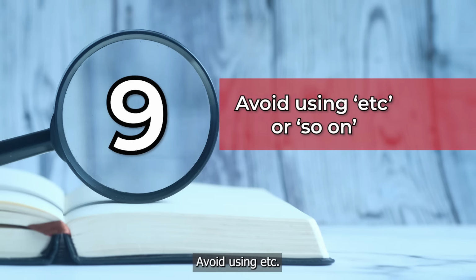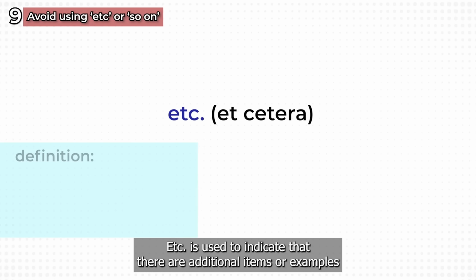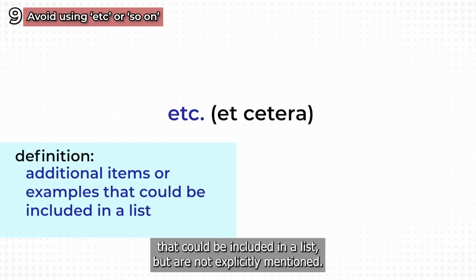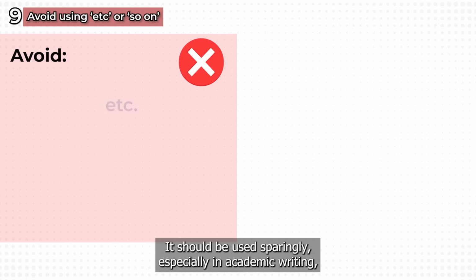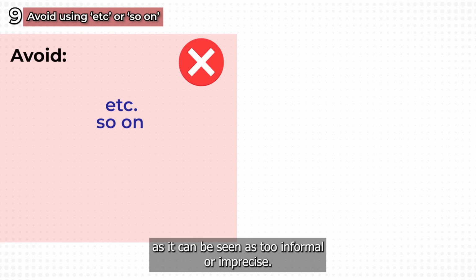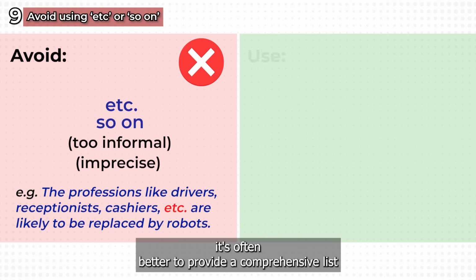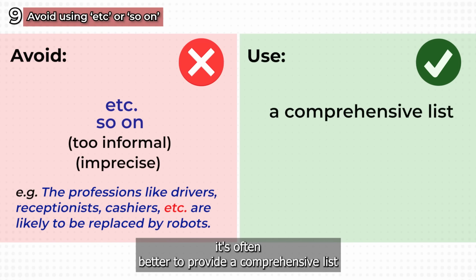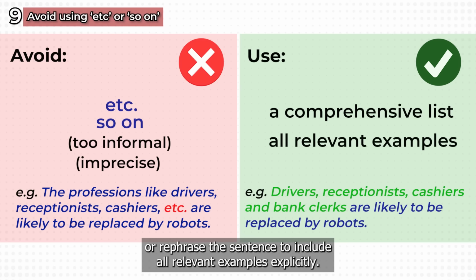9. Avoid using etc. or so on. Etc. is used to indicate that there are additional items or examples that could be included in a list, but are not explicitly mentioned. It should be used sparingly, especially in academic writing, as it can be seen as too informal or imprecise. In formal academic writing, it's often better to provide a comprehensive list or rephrase the sentence to include all relevant examples explicitly.